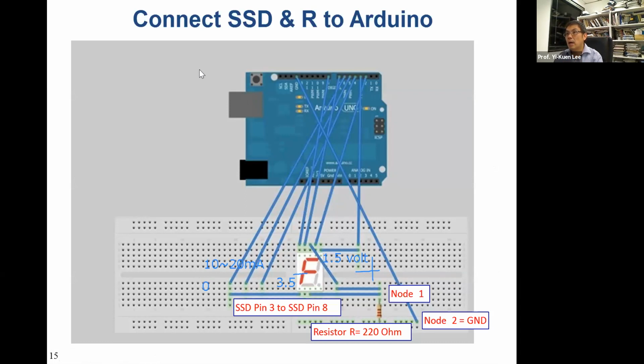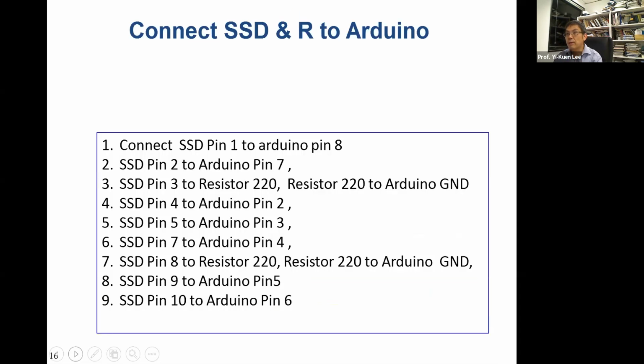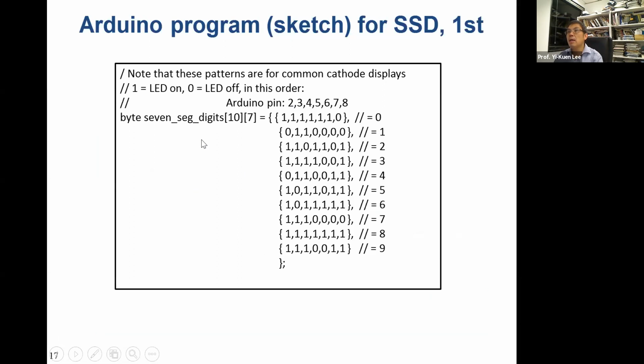Here I just show you some connections. Basically, you need to remember you connect A, B, C, D, E, F. So let me show you again. You do need to connect each pin: SSD pin 1 to Arduino pin A, SSD pin 2 to Arduino pin 7, and I do a series connection, and then you also need to have some program. So here this is a very simple program.